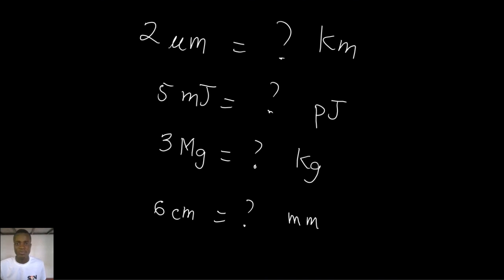So let's take the first example. The first example is 2 micrometers to something in kilometers. So behind the scene, how do you get from here to here? Logically, we are going to remove the mu, remove this unit and add this unit. We saw how to remove a particular prefix in the previous session, and in part 1 we saw how to add a particular prefix.